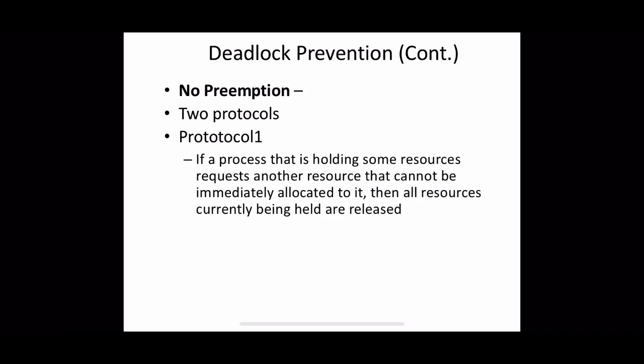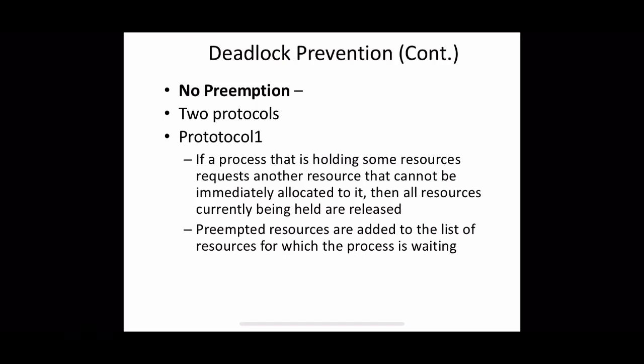So how will you deny this condition? Two protocols are there for denying this condition. The first protocol is that if a process that is holding some resources requests another resource that cannot be immediately allocated to it, then obviously this process has to wait, right? Then simply waiting is not enough. All the resources currently being held are released. This is the first protocol. What happens to these released resources? Those preempted resources are added to the list of resources for which the process is waiting.